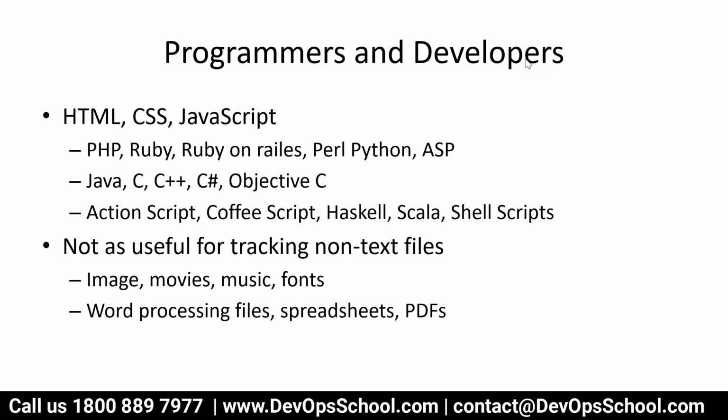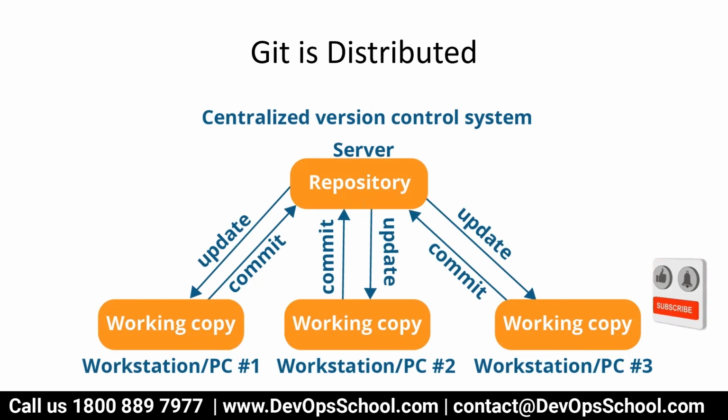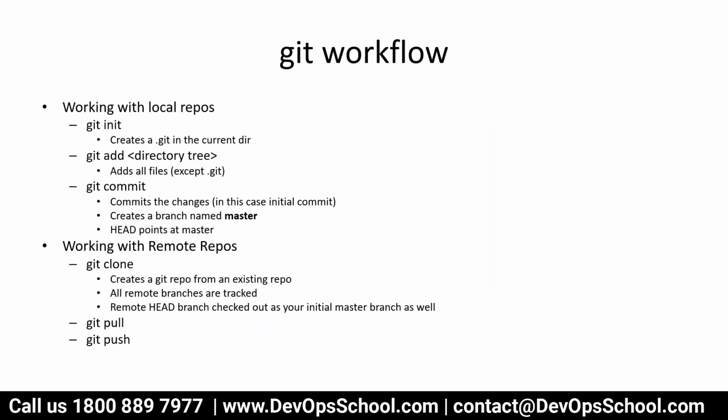So still you can store them, but with versioning you will not be able to differentiate between the two images or two movie files if you store them. So now the next question is: Git is distributed. How come it is distributed? That we need to understand.